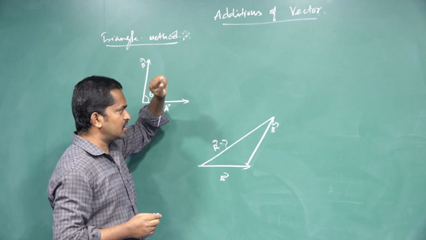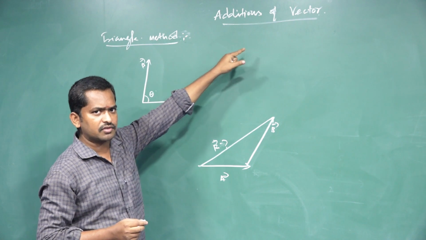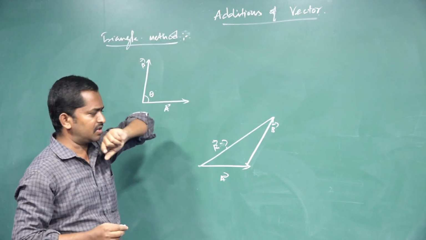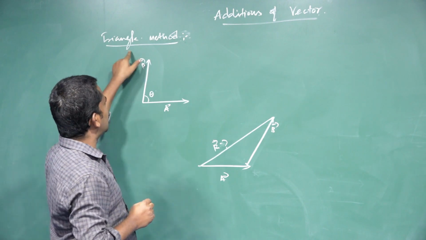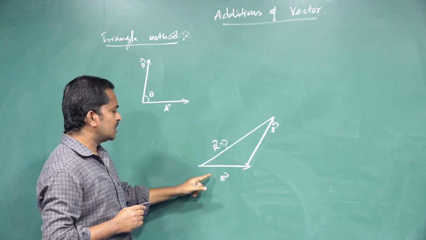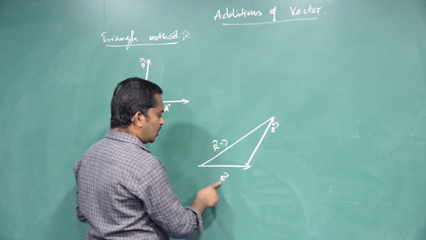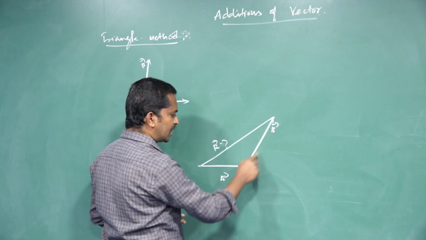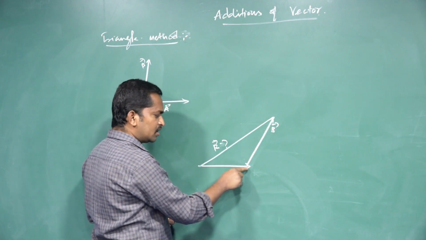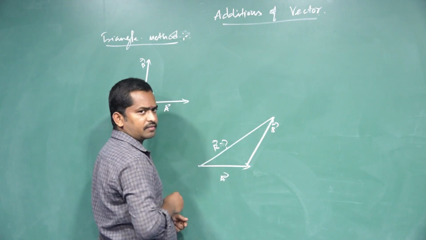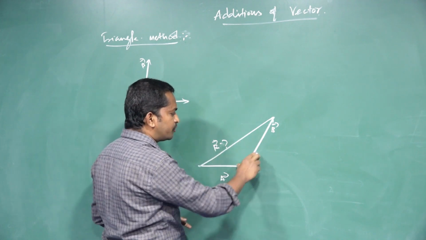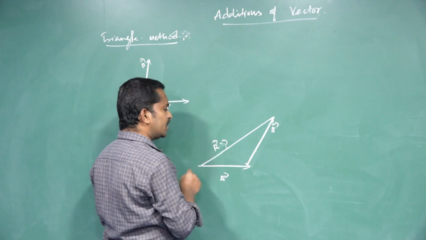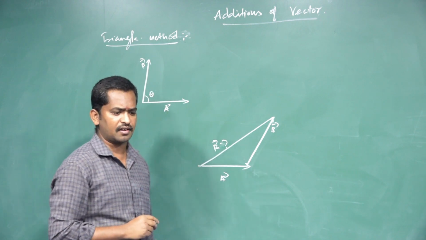This is the triangle method of addition of vectors. Addition of vectors is measured by two methods: one is the triangle method, another is the parallelogram method. Both are almost equal, but the triangle method is different. See, A vector has a head and a tail. This is B vector, with head and tail. The tail of B vector is joined with the head of A vector. So the two vectors form two adjacent sides of one triangle, and the third side is the resultant vector. This is the triangular method.